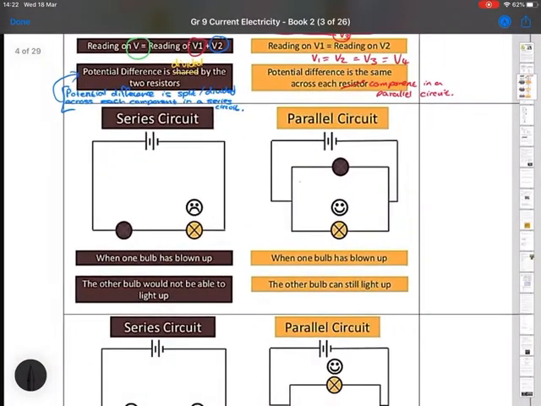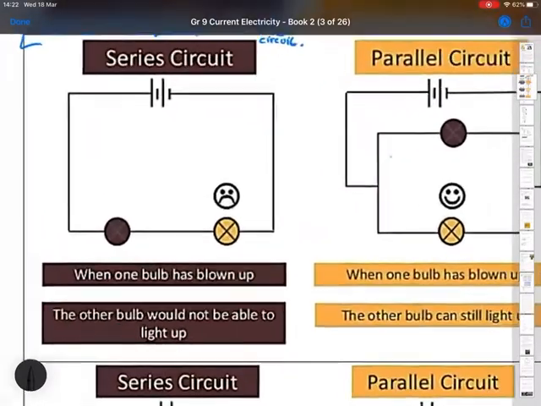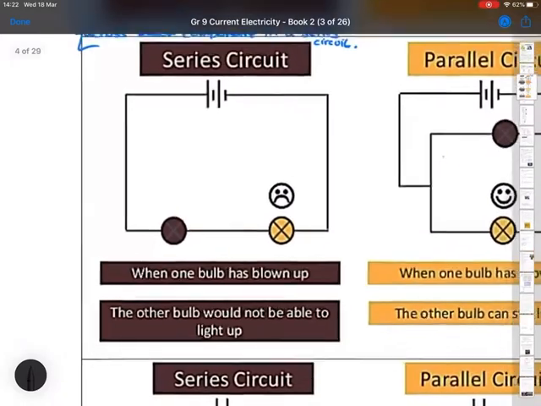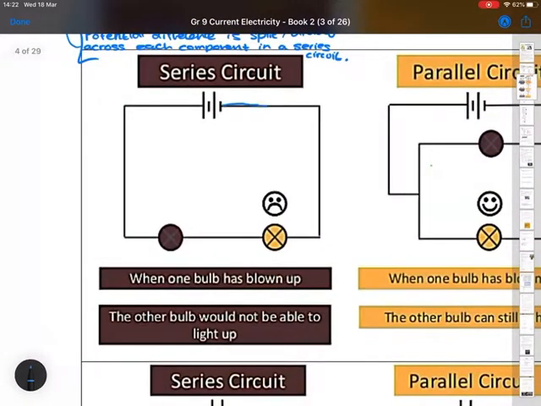Okay. Now let's look at what happens when light bulbs blow, when you've got more than one light bulb in a series or a parallel circuit. So in a series circuit, if one light bulb blows, the other will stop working, and the reason why is current cannot go from the negative terminal of the cell through the bulb and back to the positive terminal. So please don't ever think that the one light bulb will be on and the one will be off. Because no current flows, your circuit is broken, and in a broken circuit, no current flows.